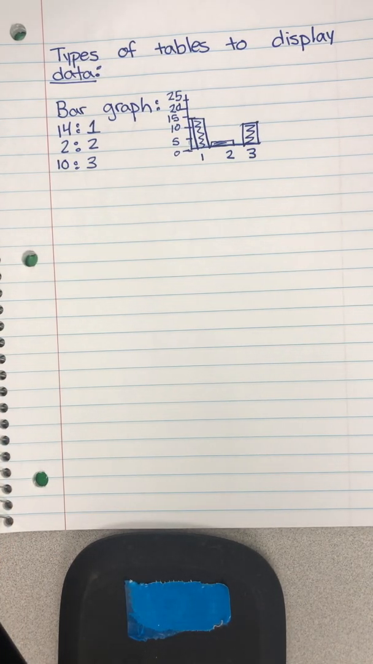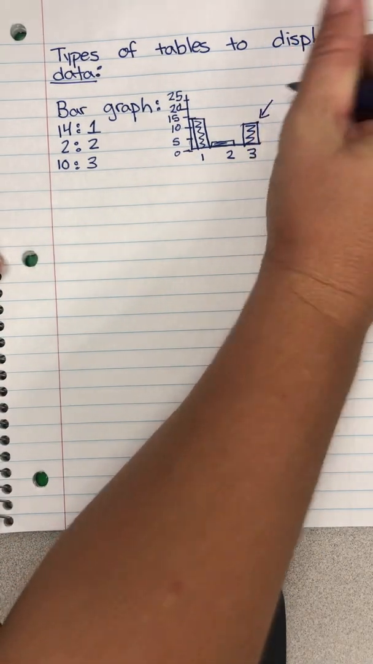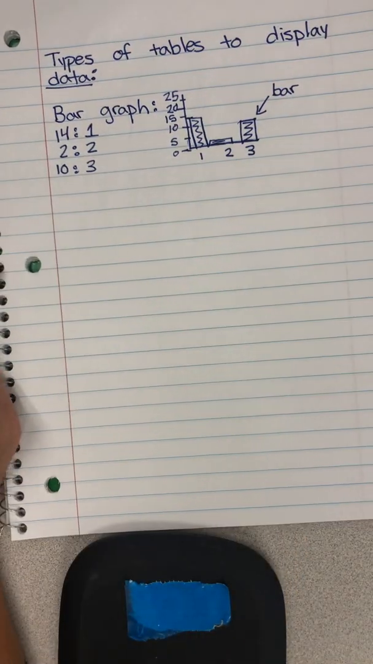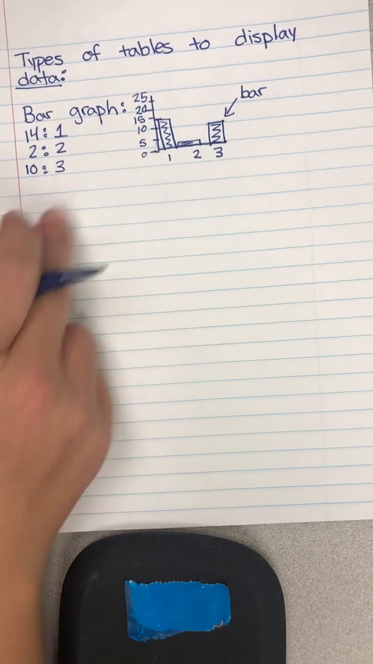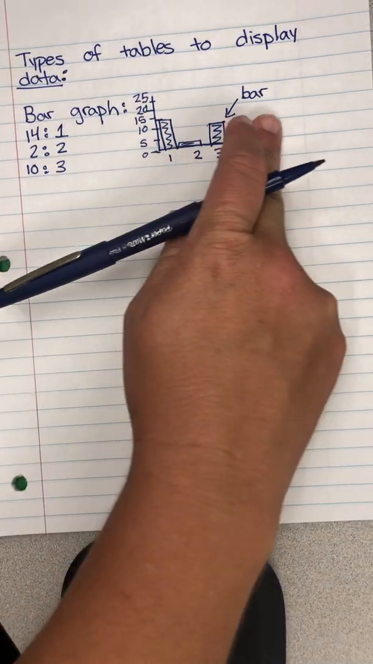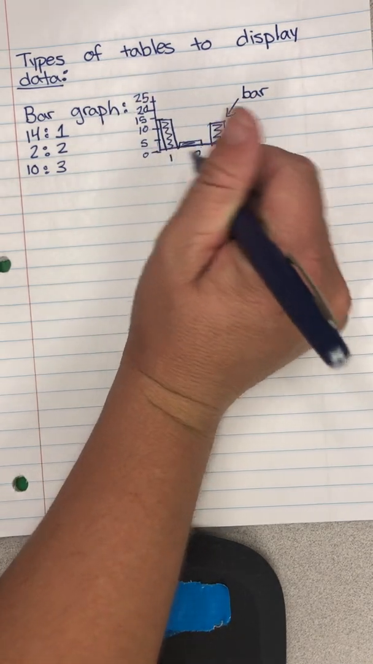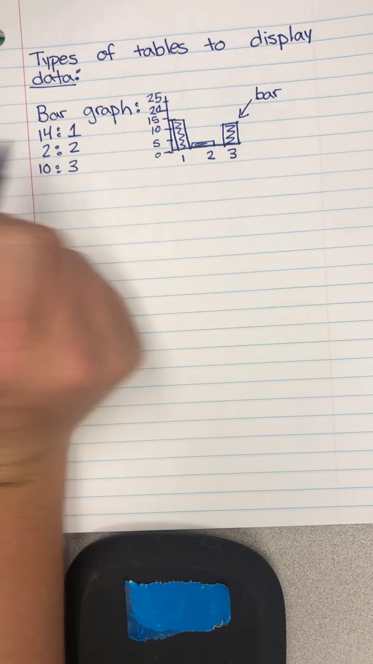Or another word for a bar graph is a graph that uses horizontal or vertical bars to represent data. These are the bars. That's why it's called a bar graph. Now it could go this way too. They could have the categories over here and then the amount down here. So either way, if you see these bars, it's a bar graph.